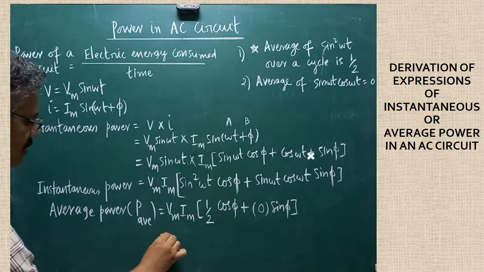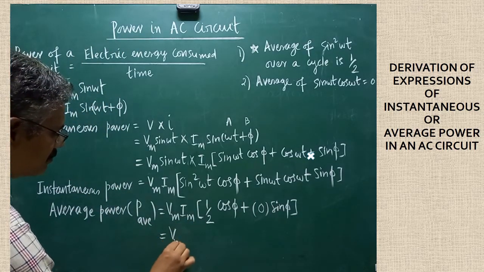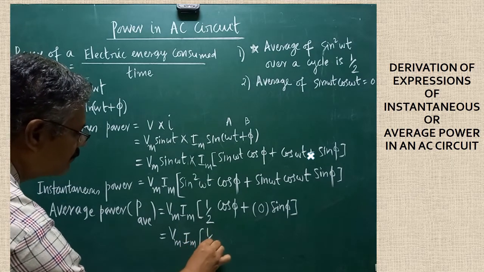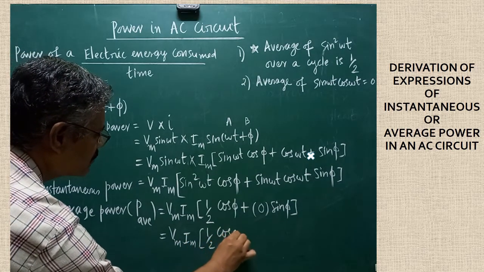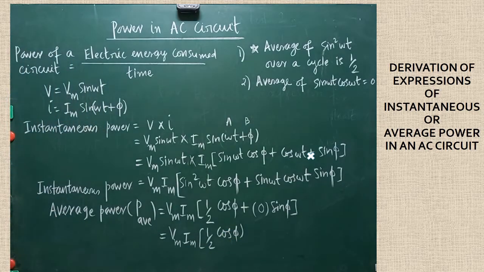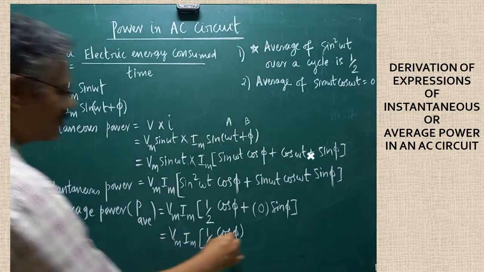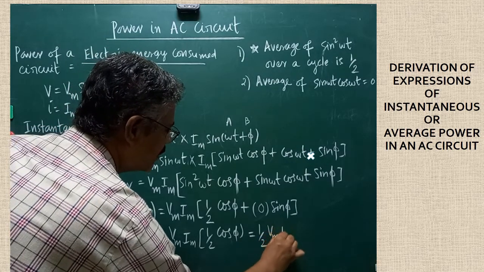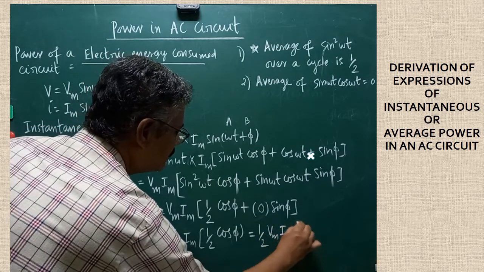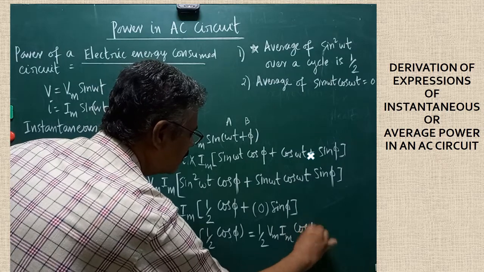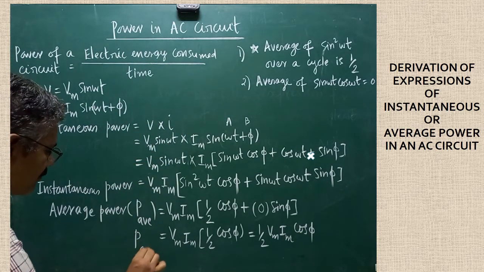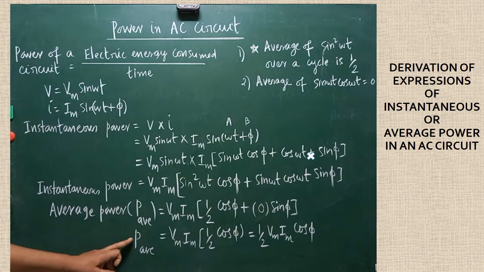So the final expression would be Vm Im half cos pi. This half can be brought in the front. Half Vm Im cos pi is the expression for which factor? P average. What is the need of calculating P average?